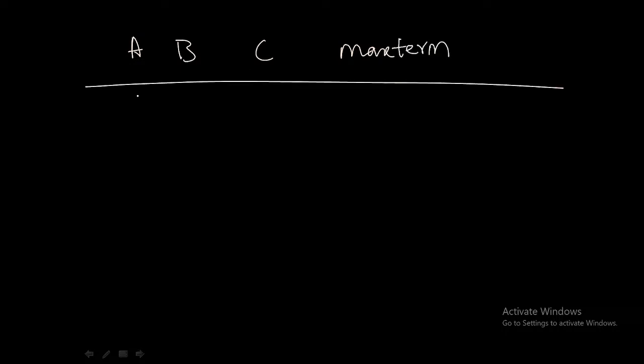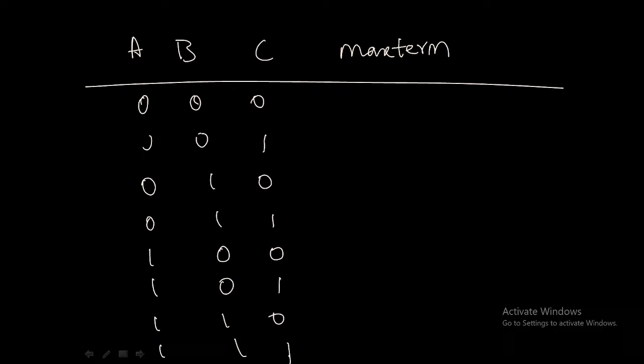Now let us see the possible combinations. For example, if we have a three variable function A, B, C, let us write the max terms corresponding to that. What are the possible combinations for three variable function ABC? 000, 001, 010, 011, 100, 101, 110, 111. Total how many combinations? 1, 2, 3, 4, 5, 6, 7, 8. Eight combinations are present. And for these, what is the max term related to it?